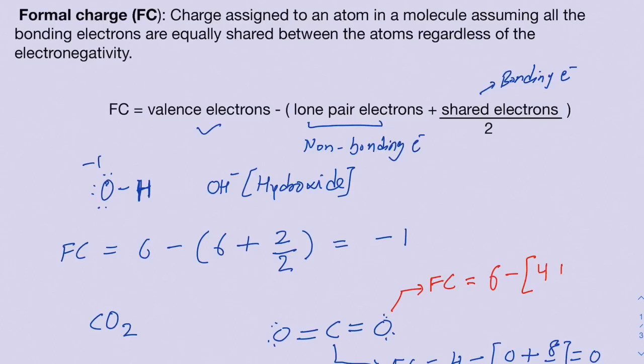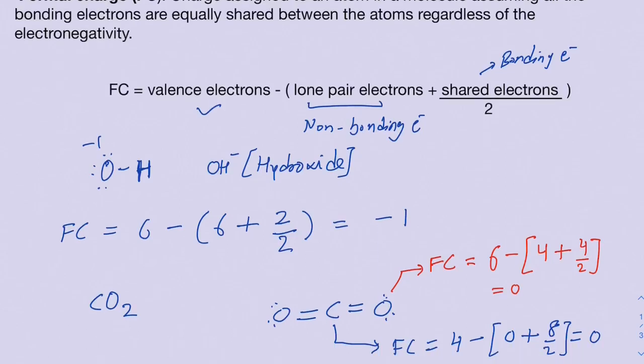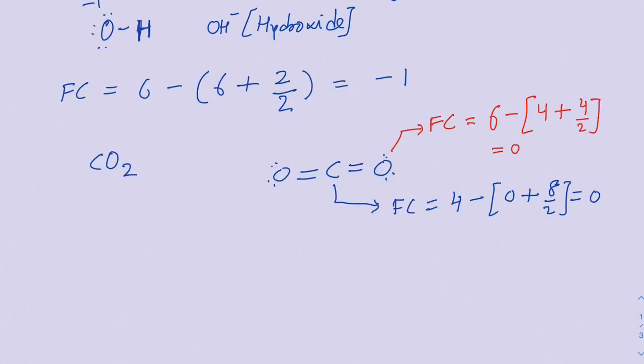So 4, and then plus how many bonding electrons? Well, each oxygen has a double bond. That means that brings in 4 electrons, or 4 shared electrons. So it's going to be 4 divided by 2. And that comes out to be 0. Okay, so then oxygen has a formal charge of 0 here, and carbon has a formal charge of 0 as well. Okay, let me take another example.